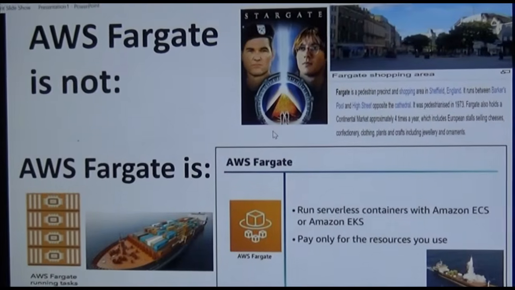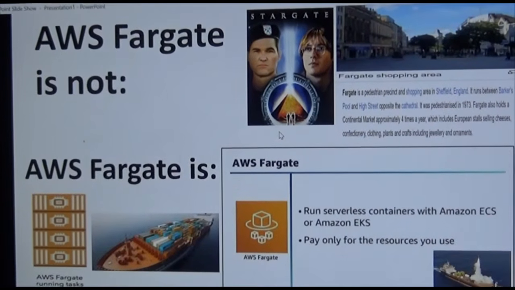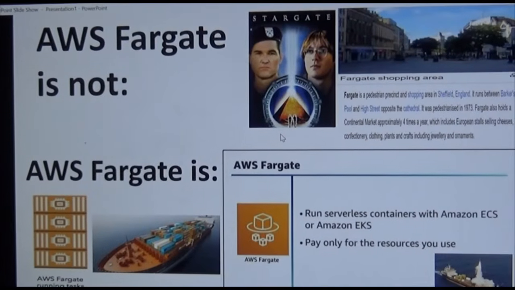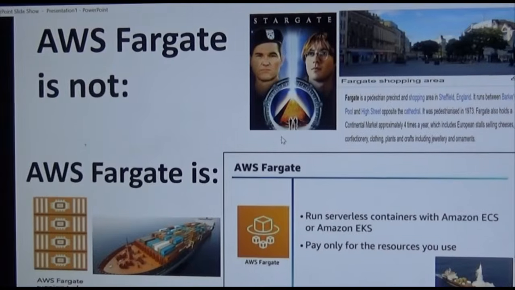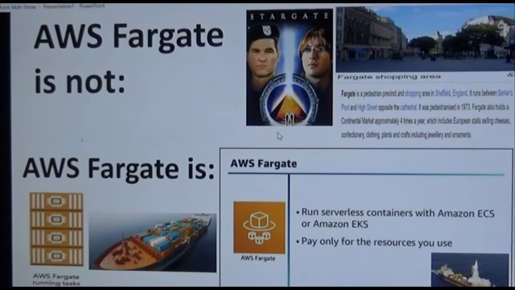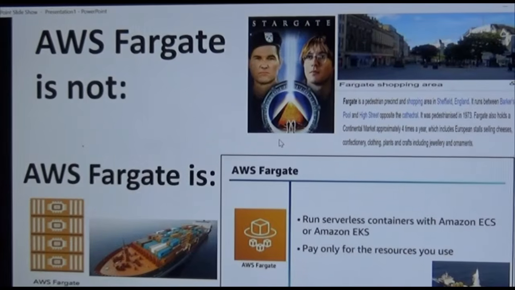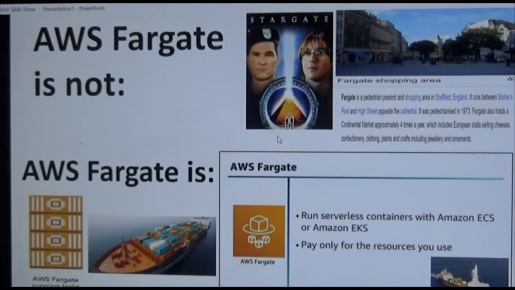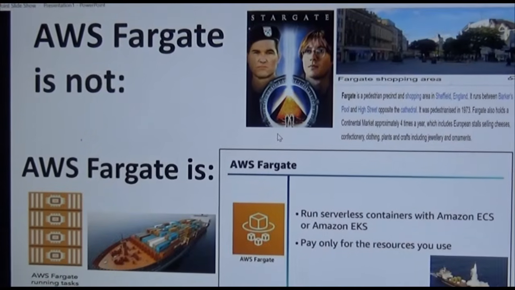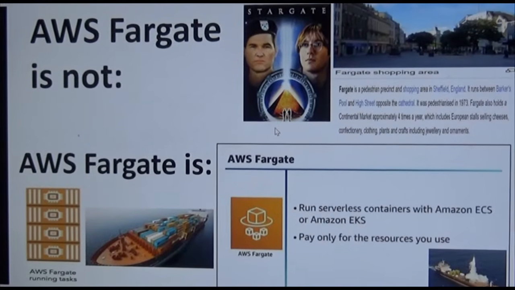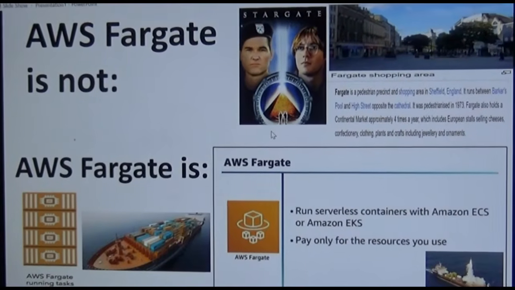Not to be confused with the movie Stargate or a shopping area in Sheffield, England, AWS Fargate is a serverless compute engine for containers. It works with both Amazon ECS, Elastic Container Service, and Amazon EKS, Amazon Elastic Kubernetes Service. Unlike Amazon ECS and EKS, which are both container orchestration services, Fargate is a container hosting platform.